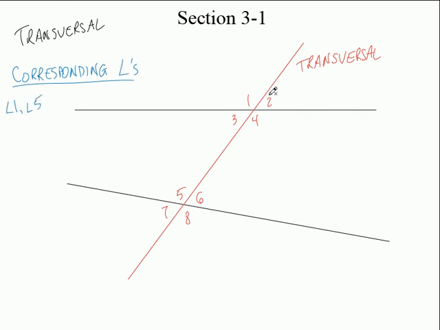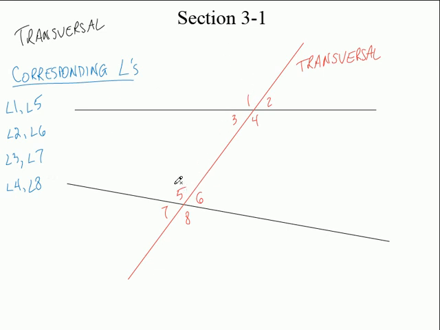What about angle 2? Which one do you think is corresponding angle 2? Angle 6. Good. See, that's not too hard, is it? So angle 2 and angle 6. What about angle 3? Angle 3 and angle 7 are corresponding, and angle 4 and angle 8. Okay, they're all corresponding angles. So if I looked at 1 and looked at 5, they're corresponding angles.